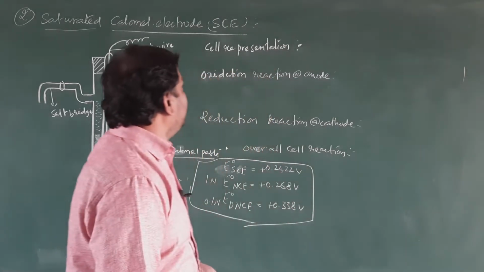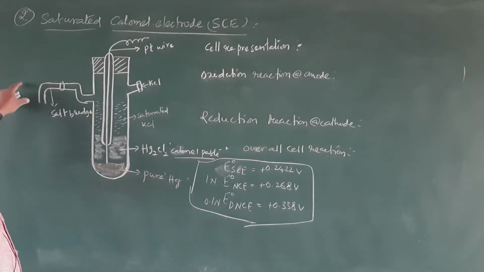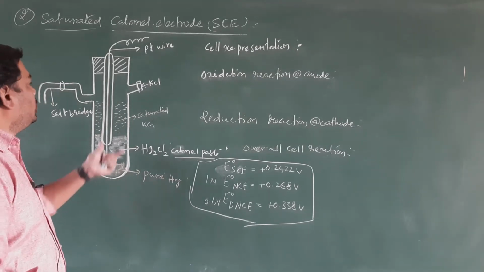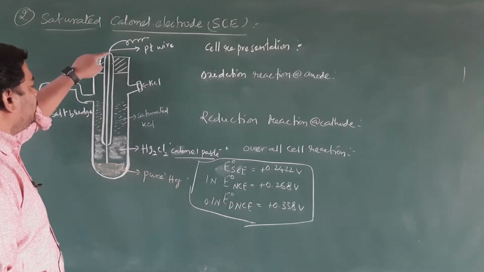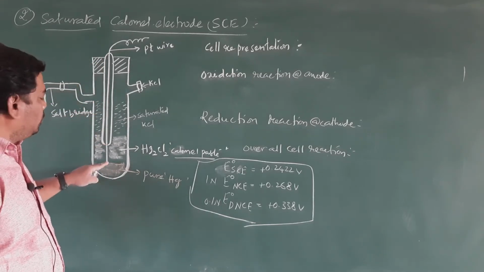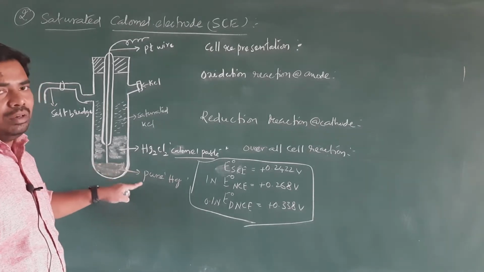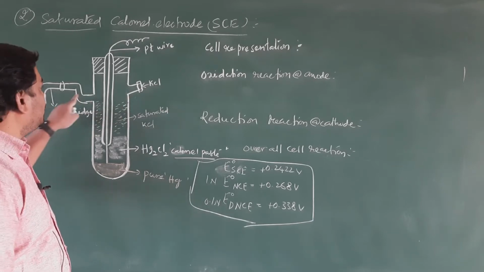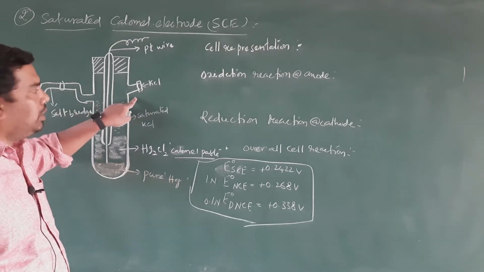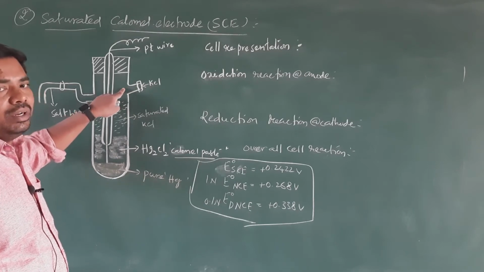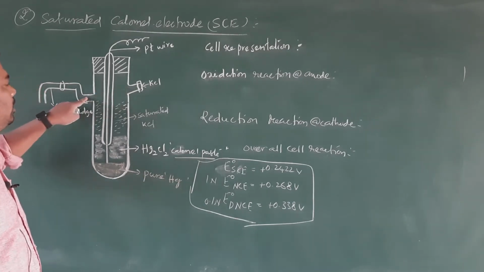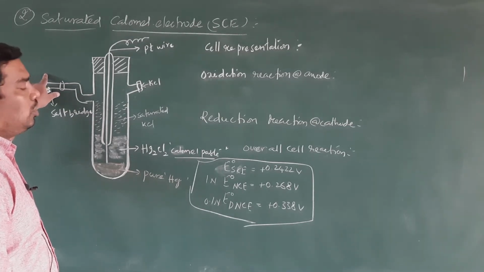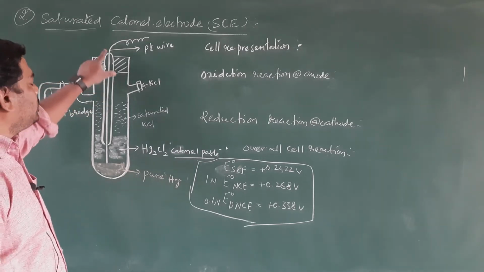So please see, students, this is a calomel electrode glass tube. This glass tube consists of a platinum wire which is immersed in pure mercury, and the glass tube has two side arms. One side arm we use for filling with saturated potassium chloride solution, and the other end is in electrical contact with a salt bridge. Clear, right? So this is the representation.